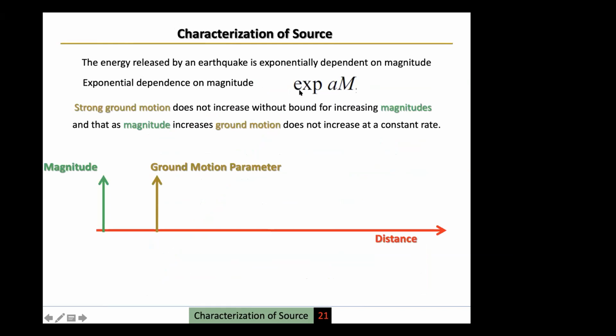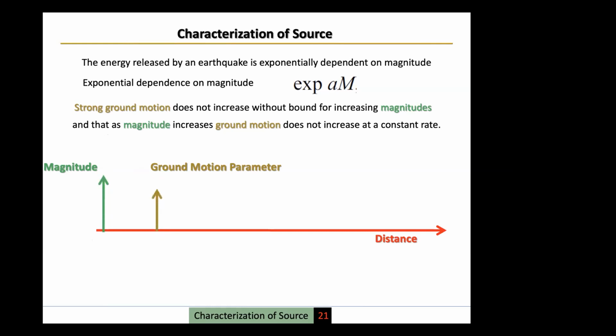When we want to characterize the source, the energy released by an earthquake is exponentially dependent on magnitude, as you can see in this equation, and the strong ground motion does not increase without bound for increasing magnitudes. The other point is that as magnitude increases, ground motion does not increase at a constant rate. So it's not necessarily the case that the ground motion parameter increases at a constant rate.